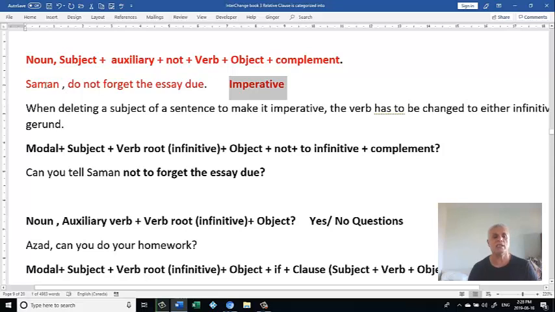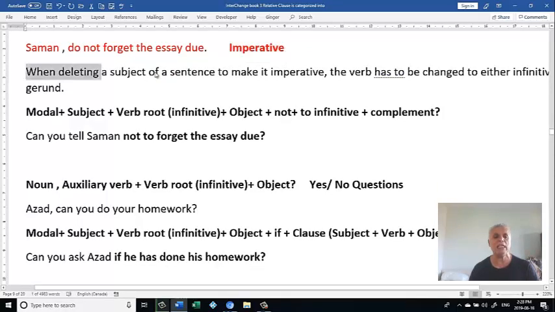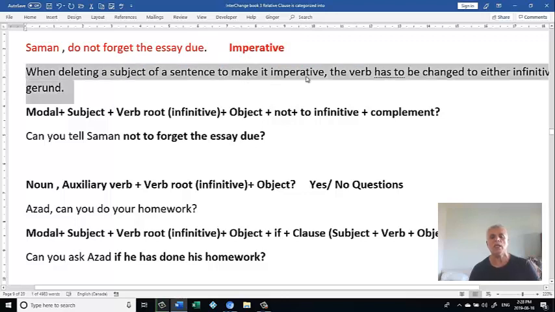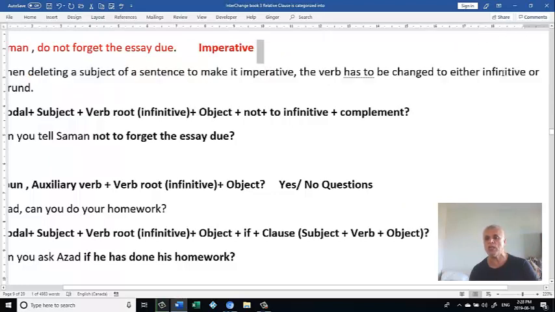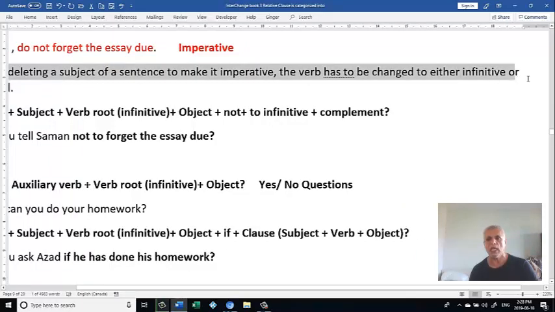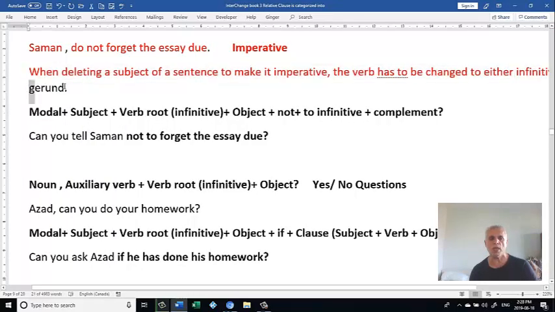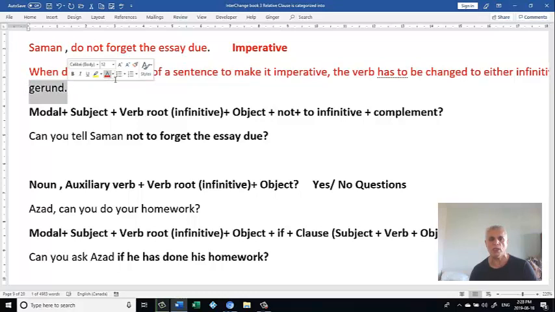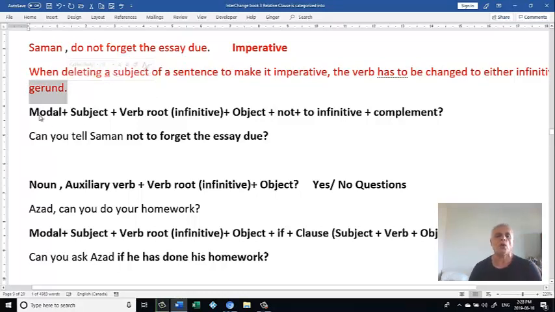And then here the subject we deleted because we know we're talking about Saman. Saman, you do not forget the essay due. Okay, then here we say when deleting the subject of a sentence to make it imperative, the verb has to be changed to either infinitive or gerund, because we have only those 2 options. We change it to infinitive or gerund.